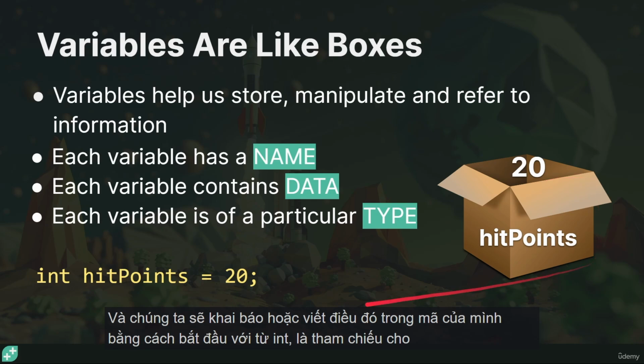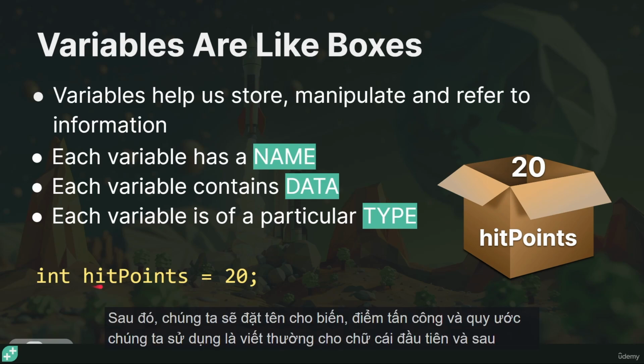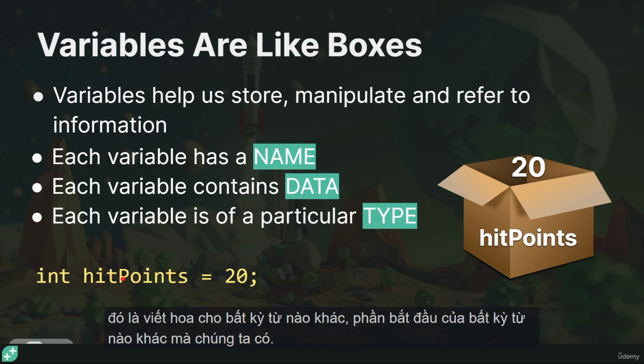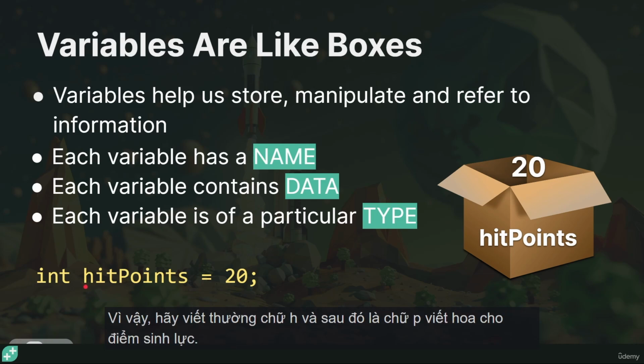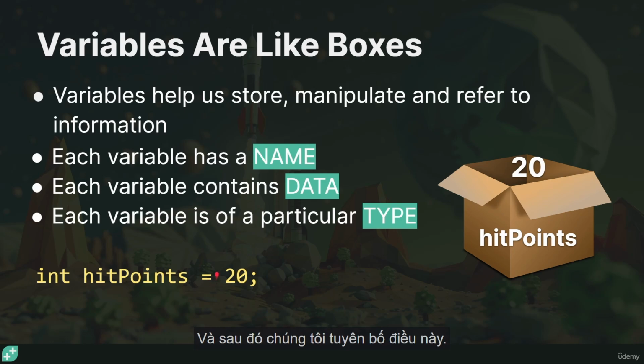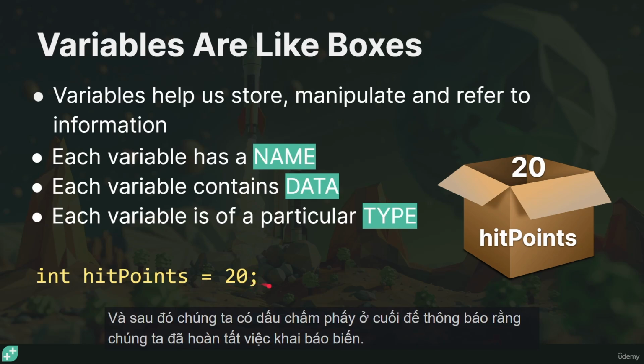And we would declare that or write that in our code by starting off with the word int, which is reference for integer. Then we would give our variable its name, hitPoints, and the convention we use is lowercase for the very first letter, and then uppercase for the start of any other word we have. So lowercase h and then uppercase P for hitPoints. And then we declare this, the variable of hitPoints at the moment is going to equal the value of 20, and then we have a semicolon at the end to say we've finished declaring our variable.